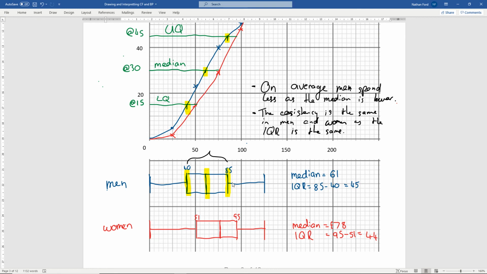I hope that's really helped you today. So there's a bunch of questions after this. The next question has you drawing another two cumulative frequency graphs on one graph. Okay, two curves on one graph with box plots, and then making comparisons, which you'll have to do in your book. Following that on, there's actually a bunch of test questions for you to practice this skill. Okay, hope it goes well.